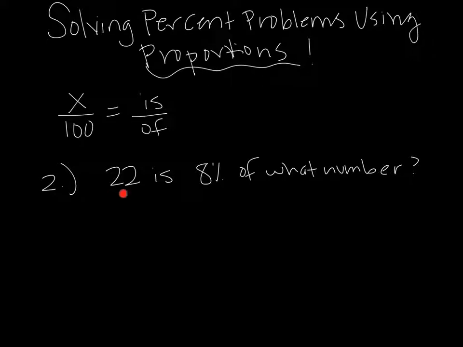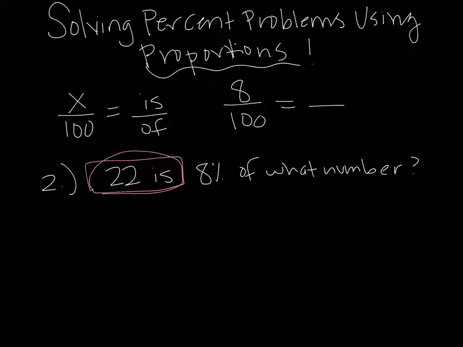This one reads, 22 is 8% of what number? Let's try to apply our formula, our equation. So we already know 8 is our percent. So we're going to write 8 over 100. Our is 22. You see that? So that means 22 is our is. Of what number? We don't know. That's our n. That's our unknown.